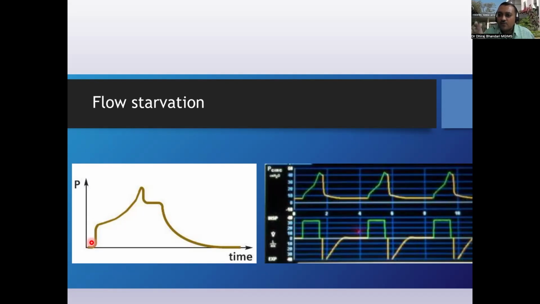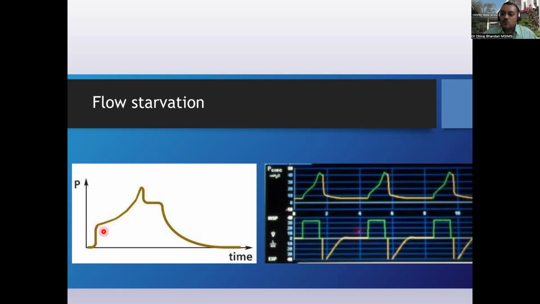We'll keep a respiratory rate of 14, a tidal volume of 400. Now this is not enough for that patient to breathe, and especially if we have sedated and paralyzed the patient, who is not able to generate the breath, this becomes a problem again. So flow starvation is something which we need to be very aware about.